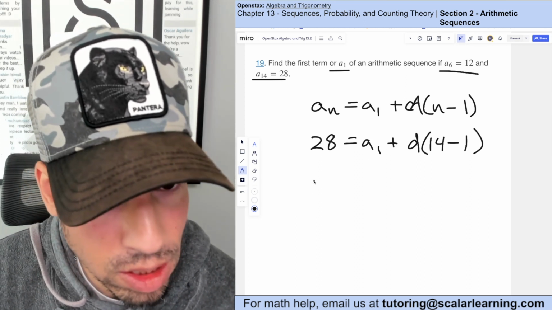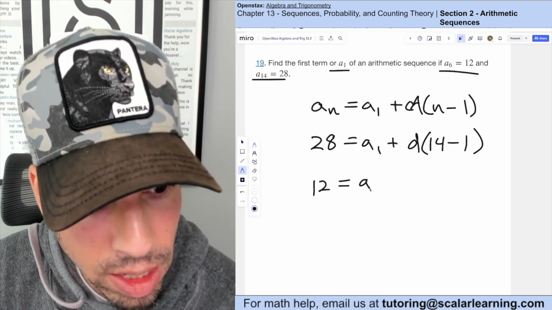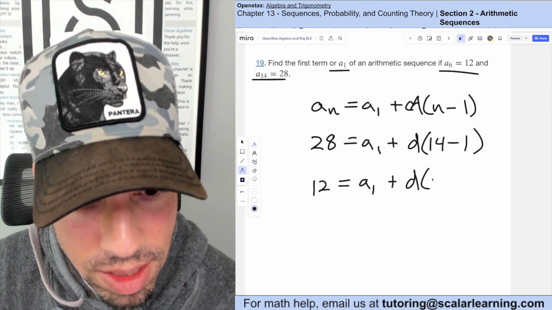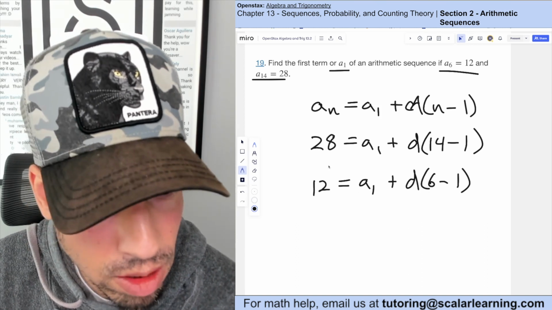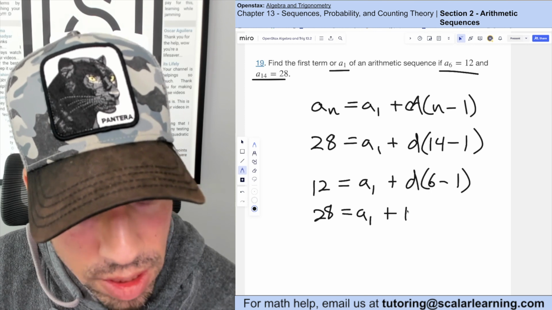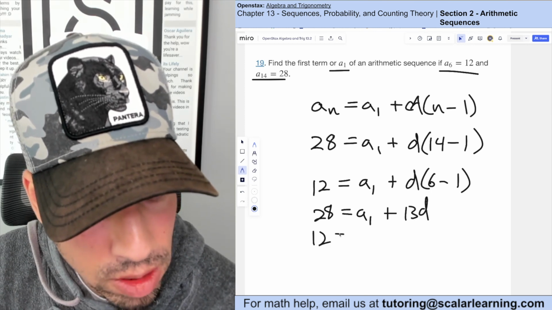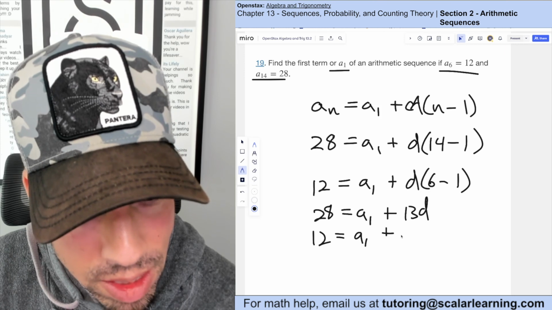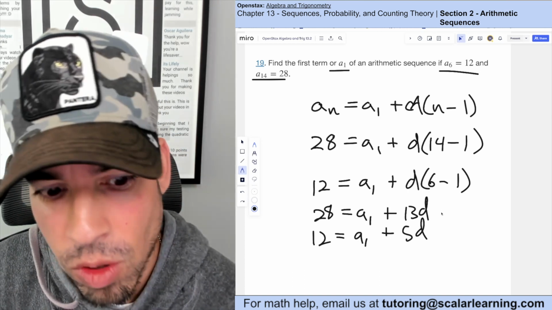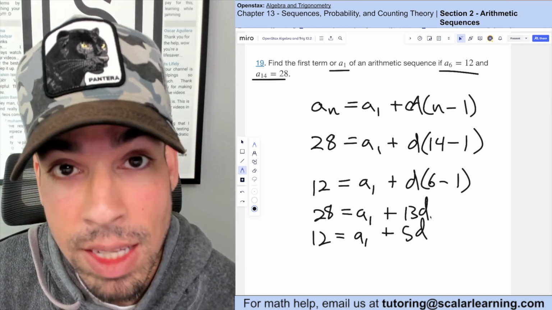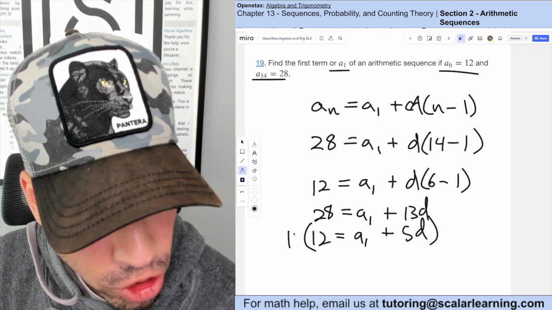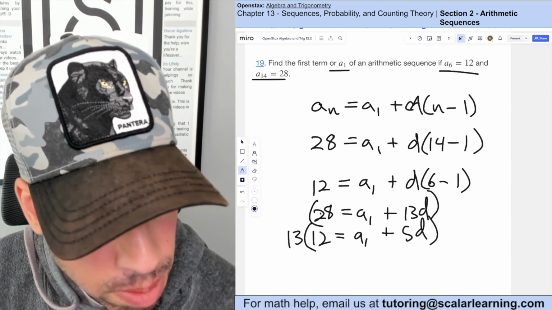Then for the second equation, I can say 12 is equal to, again, an unknown first term plus common difference times 6 minus 1, because that's the sixth term. So we can simplify this a little bit. That's 28 is equal to a sub 1 plus 13d, and 12 is equal to a sub 1 plus 5d. Now if we want to find the first term, we basically have a system of equations. If I can eliminate the d, I can solve for a sub 1. So let's do that now. I'm going to multiply the bottom equation by 13. I'm going to multiply the top equation by -5.